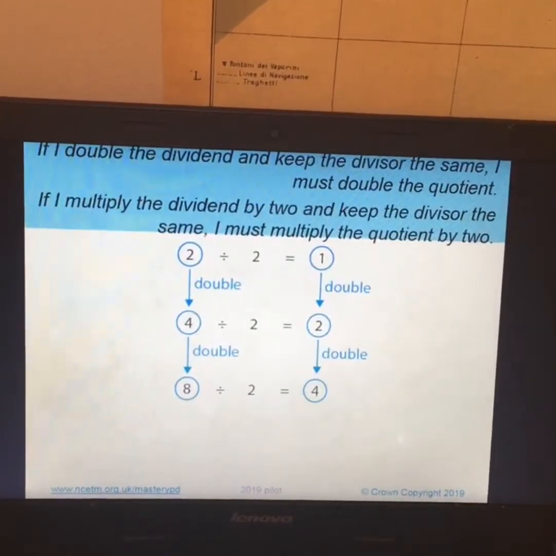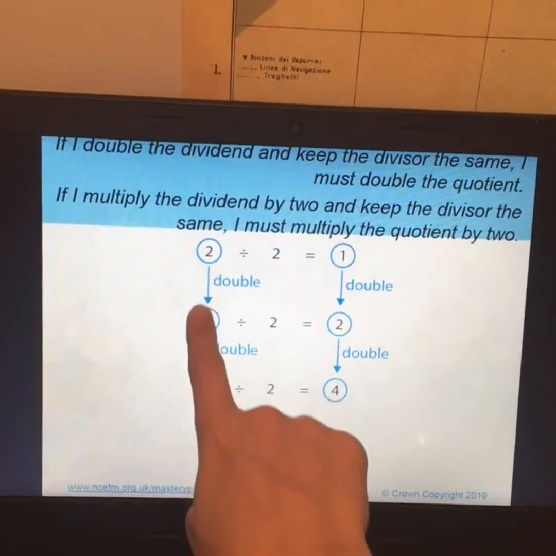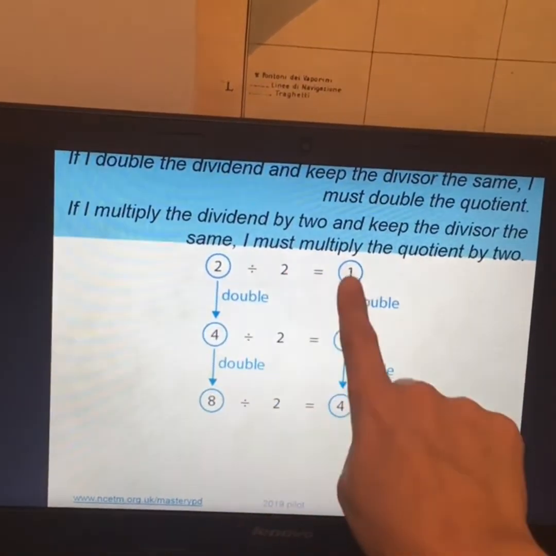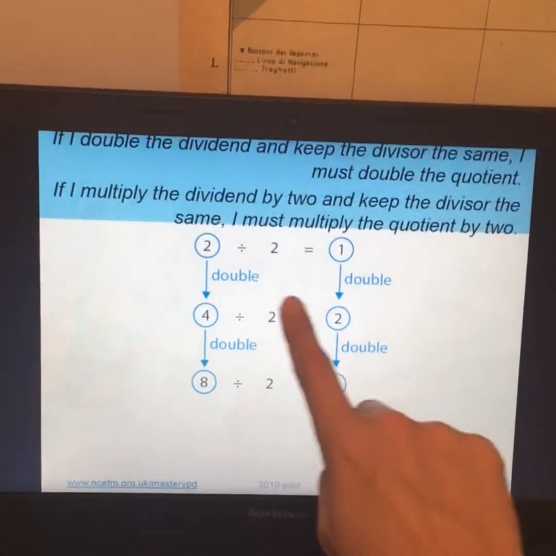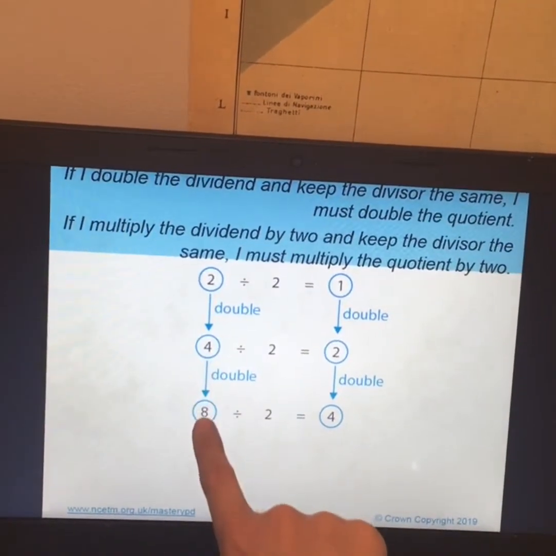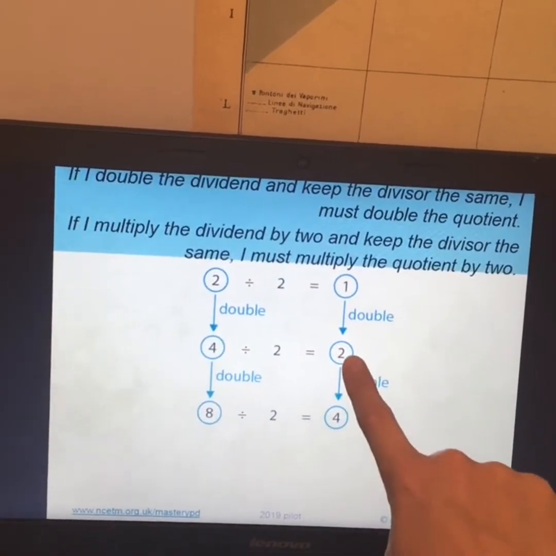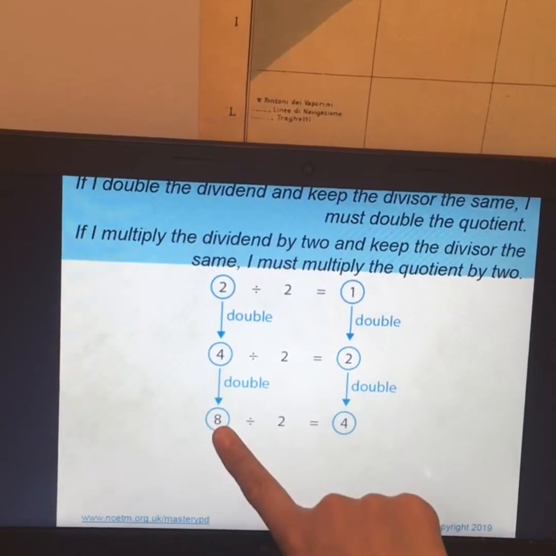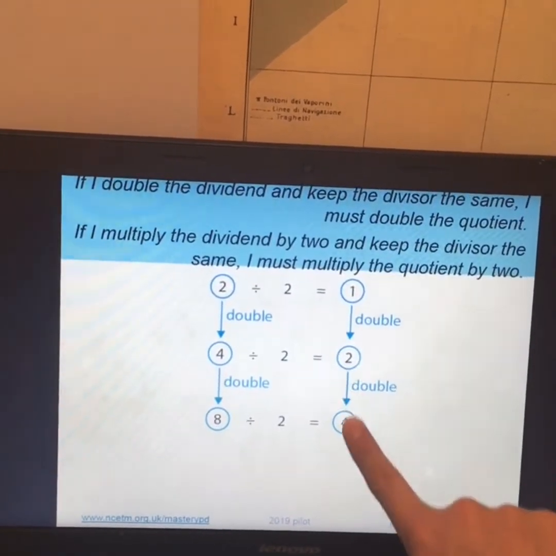So here it is. I've doubled 2 conkers to get to 4 conkers. So rather than having 1 conker each, they had 2. If, rather than having 4 conkers each, they had 8. Rather than sharing 4 conkers, I shared 8 conkers. So rather than having 2 conkers each, they had 4.